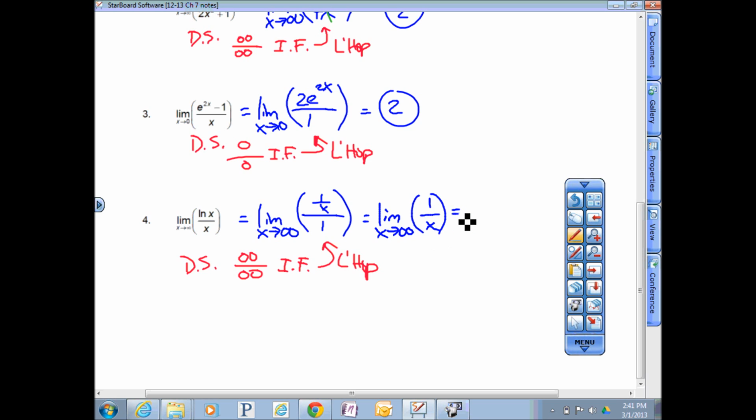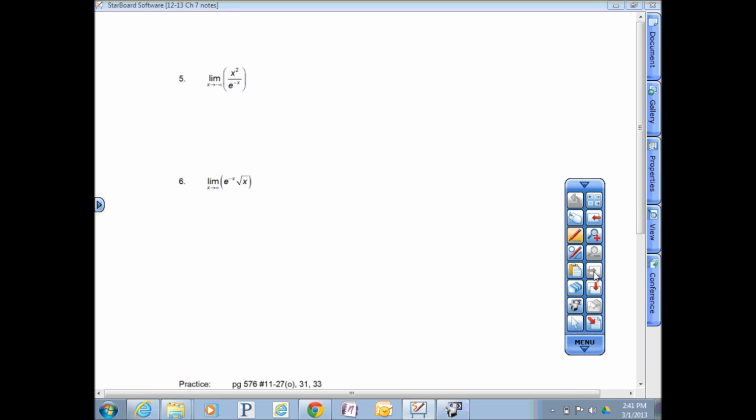I've got a constant on the top. That's a good sign that this limit is pretty much over with. On the bottom, if you plug a really large number in, 1 divided by something huge is going to end up being 0. So L'Hopital's rule, kind of a nice thing so far. Let's look at these last two problems, kind of see what we have going here.